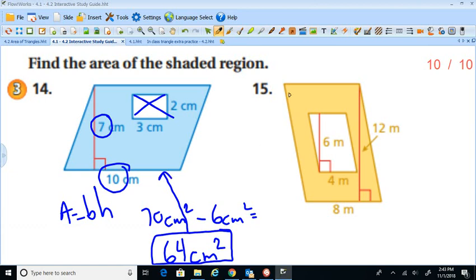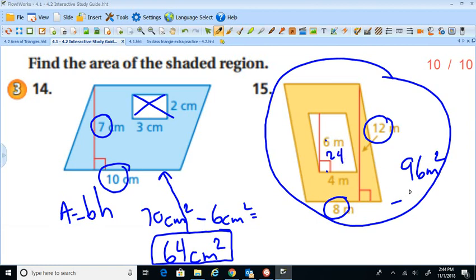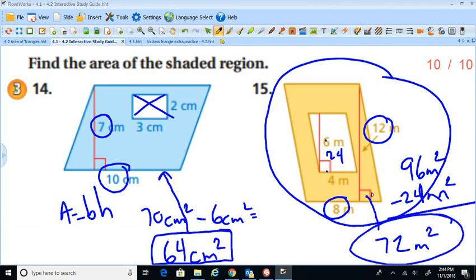Last problem, we're going to do exactly the same thing, follow the same game plan. First, find the area of the whole parallelogram. Base is 8, height is 12, area equals base times height, 96 square meters. And then find the area of the internal, the white parallelogram, 4 by 6, 24. So subtract out 24 square meters. And that leaves us with an answer of 72 square meters. That is the area of the shaded region of the parallelogram.